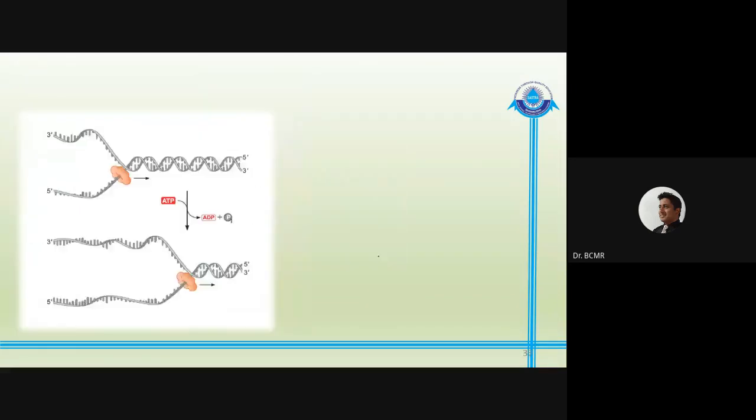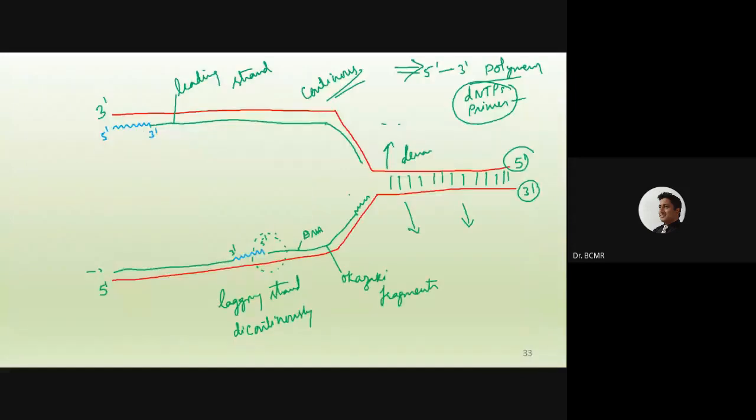Okay, the first thing is the primers. Where do primers come from? DNA polymerase can only add bases to a 3' OH. And these primers are produced by an enzyme called primase. Okay, primase produces primers. And these primers are usually made up of RNA.